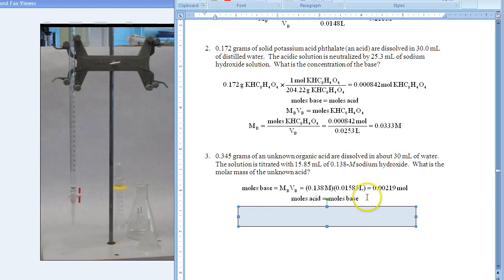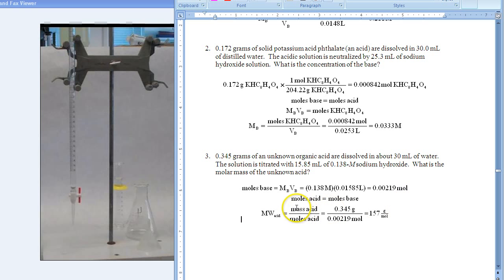Now the moles of base are equal to the moles of the organic acid. So not only do we have 0.00219 moles of sodium hydroxide at the end point of this titration, we have 0.00219 moles of the acid. So lastly, the molar mass of the acid is, as we talked about earlier, the mass of our sample divided by the moles specifically in that sample, which we just found. So we take the weight or mass of our sample, 0.345, divided by the moles that we determined were in that sample, and we get a molar mass of 157.